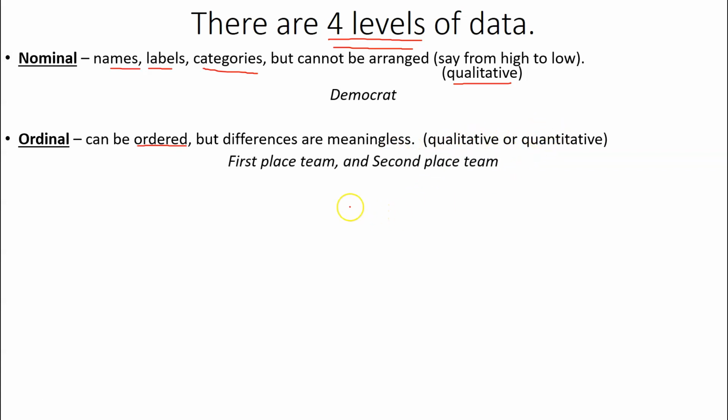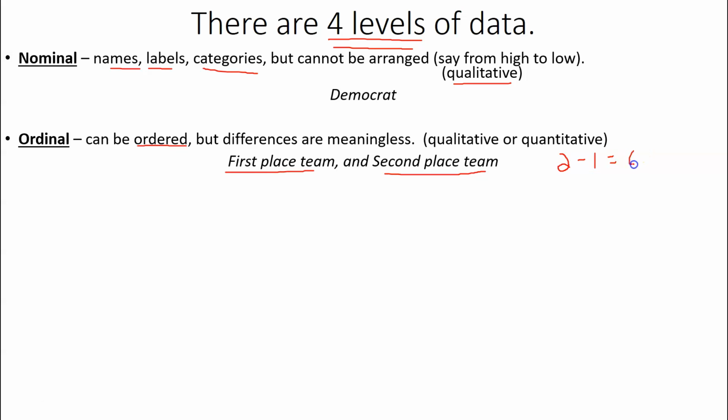Some examples of this would be first, second, third place of a team. Okay, you got a first place team, you got a second place team. I can order them. Obviously, first place won or is better, however you want to say that. Second place is not as good. But if I subtract, say I take second place minus first place, 2 minus 1, well, that gives me 1.